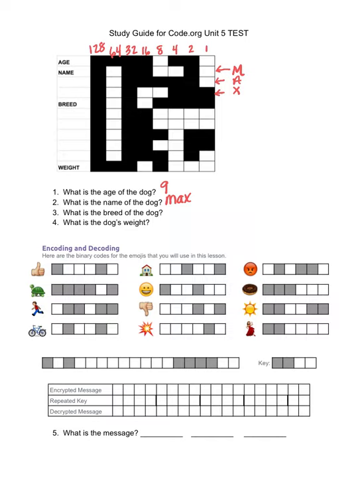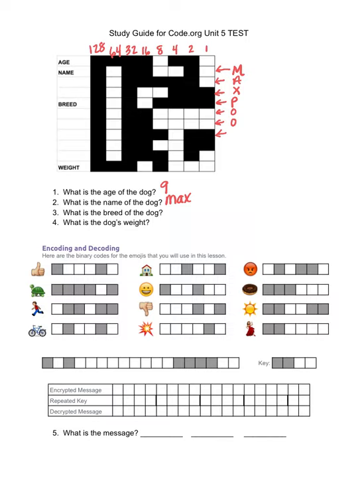All right, the third question is, what is the breed of the dog? And that's, again, going to be letters. So if you look at the first letter, black, white, black, white, black, black, black, black, that's going to be a P. The second letter and the third letter are the same. If you look at their code, you can tell they're the same, and that's an O. So there's 2 O's.